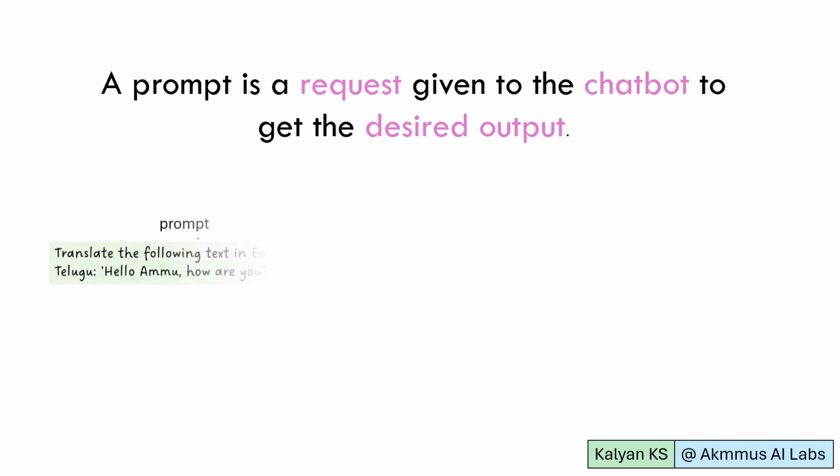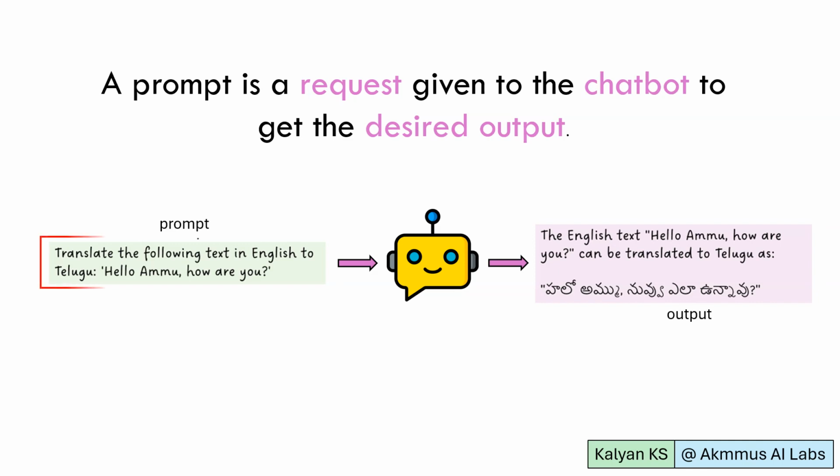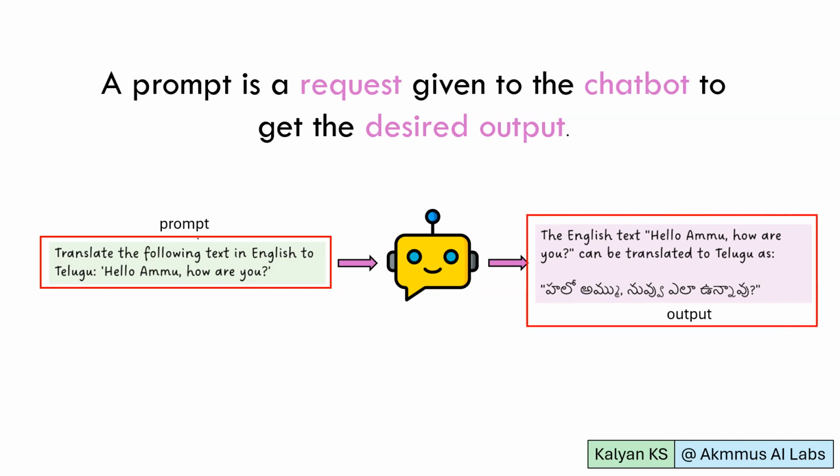In this example, the chatbot receives the input text requesting the chatbot to translate the given sentence from English to Telugu. The chatbot understands the user request and then generates the translated sentence. Here, the request given to the chatbot, asking to translate the given sentence, is referred to as prompt. And the translated sentence, generated by the chatbot, is referred to as output.